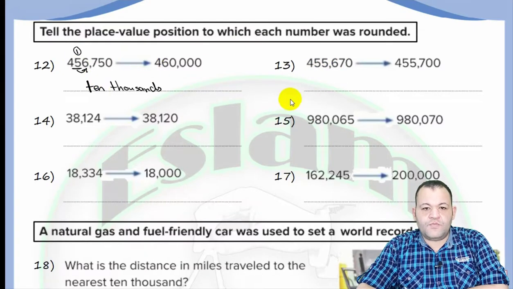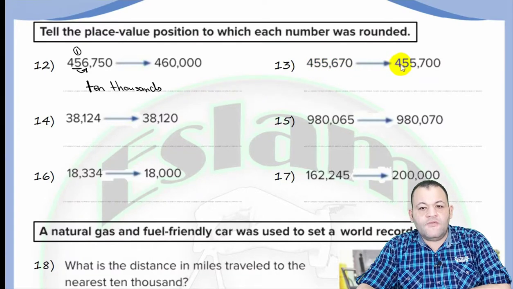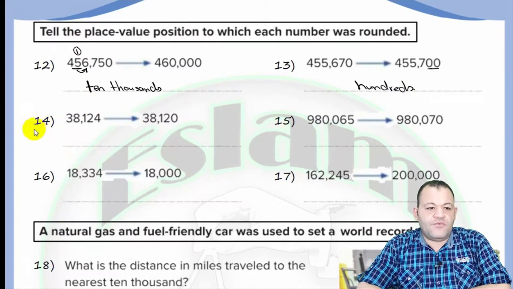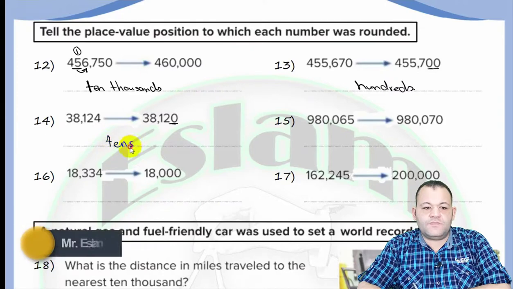Again, number 30. We have 455,607. After rounding, it becomes 455,700. If you look at the number after rounding, we have only 2 zeros. The number that has 2 zeros is 100. So we round to the nearest 100. Again, from number 14, we have 38,124. After rounding, it becomes 38,120. So the number after rounding has only 1 zero. The number that has only 1 zero is 10. So we round to the nearest 10.